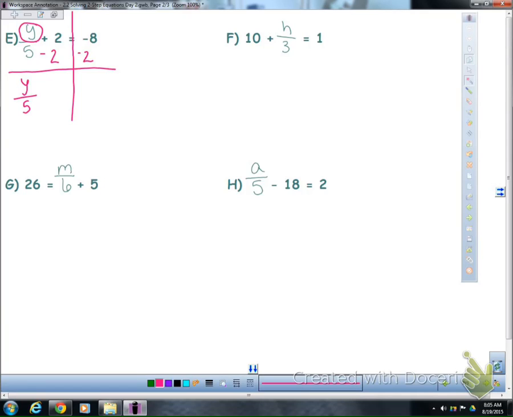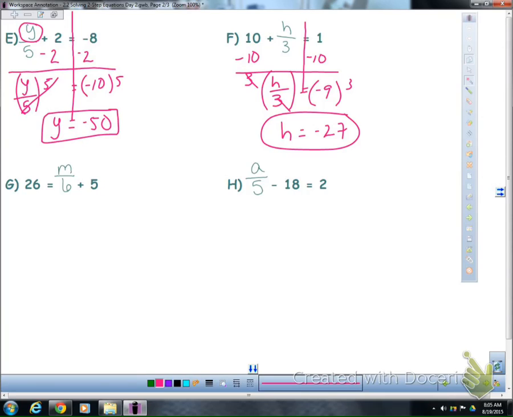So we have y divided by 5 equals negative 10. Now we can multiply both sides by 5. 5's cancel. We're left with y equals negative 50. Okay, take a minute and try example F on your own. Okay, here's example F. We're going to again subtract first. 1 minus 10 is negative 9 times 3 is negative 27.